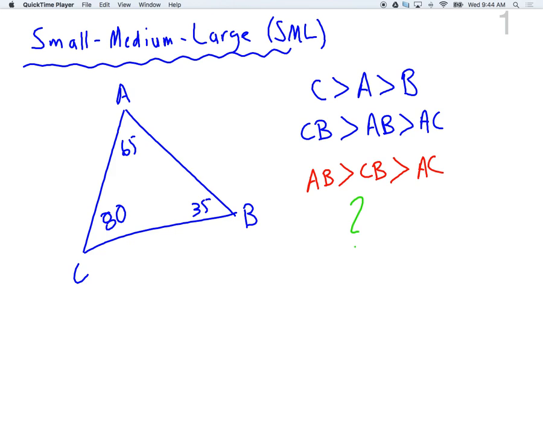I think the largest angle is always going to face the largest side, because the largest angle opens up more, so the side is going to be longer. So you're agreeing with the blue, the red, or the green? Red. Yes, Tom, back to you.